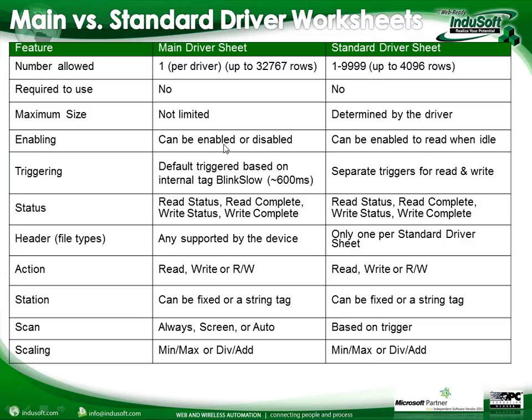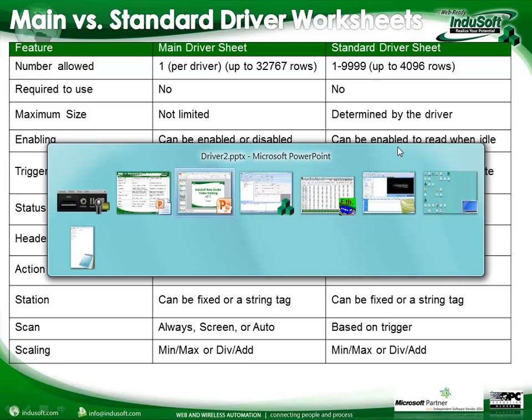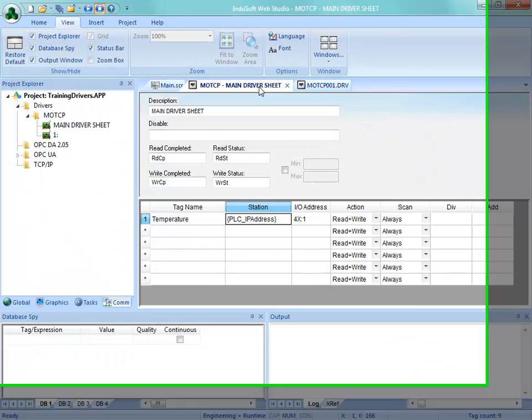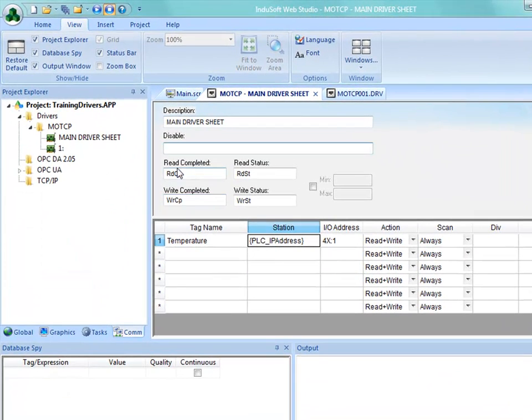Enabling the driver worksheet: the main driver worksheet can be enabled or disabled, and the standard driver sheet can be enabled to read when idle. Let me show you a little bit about that. So let's go back into development, go back into the main driver sheet. Using this disable field, I can put a constant, for example 1, in there, and this driver worksheet will be disabled all the time.